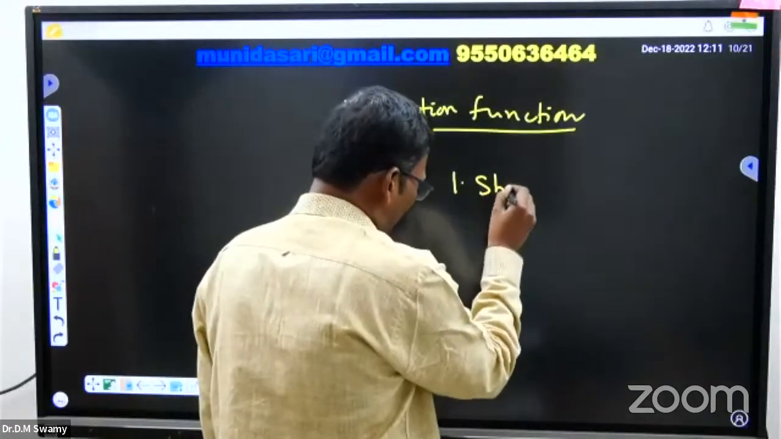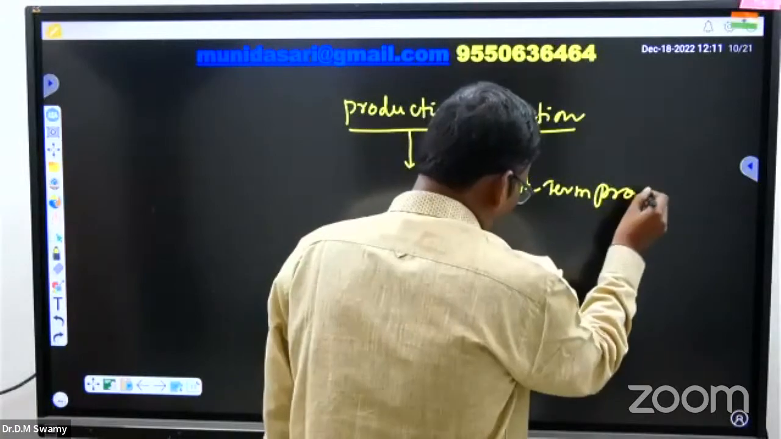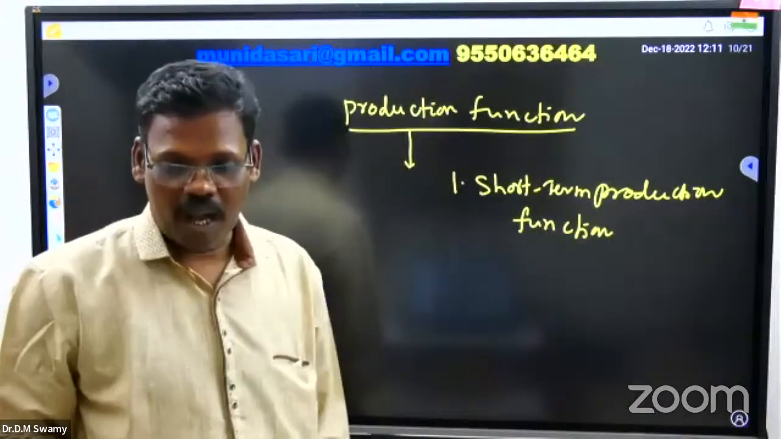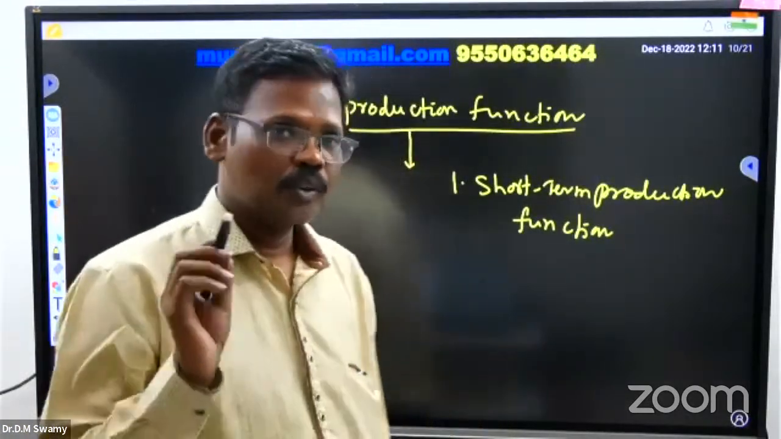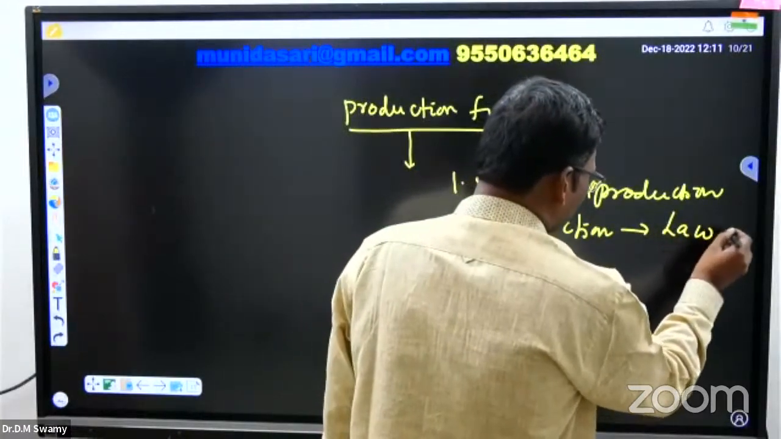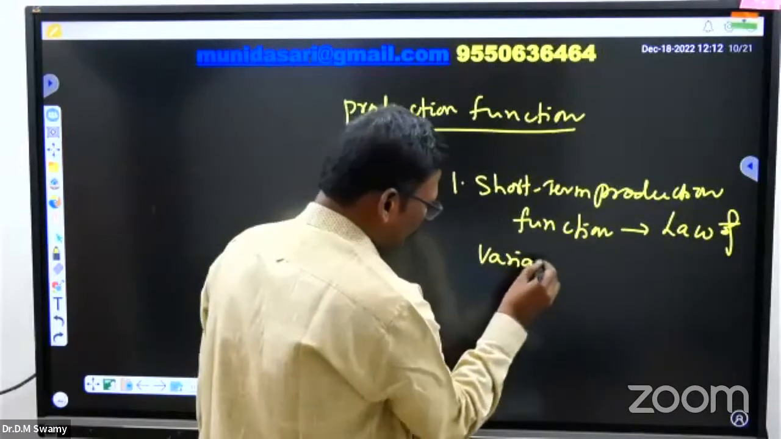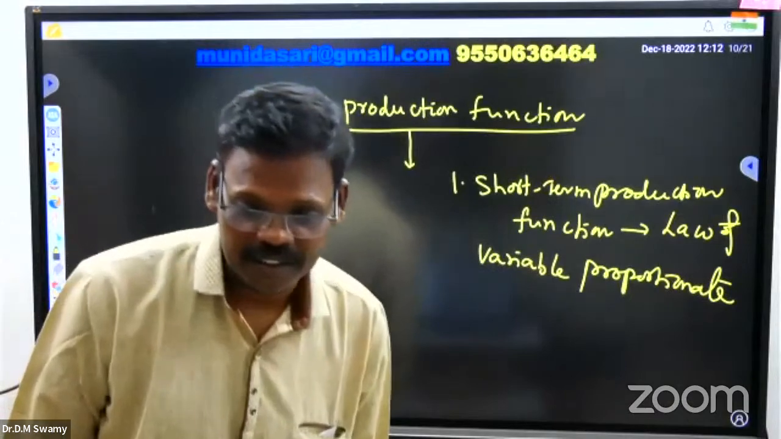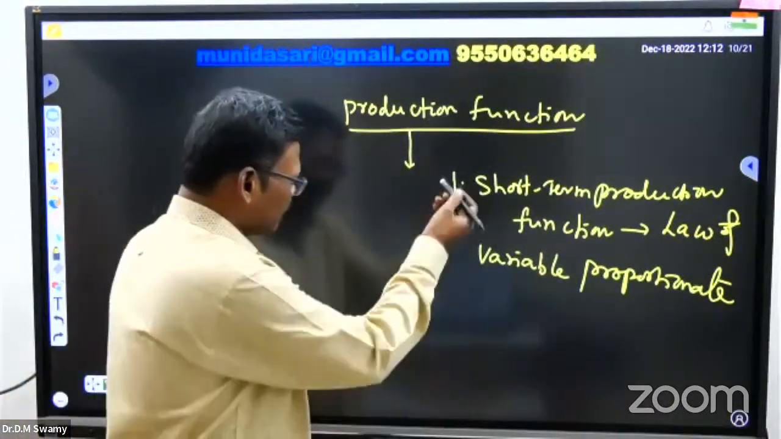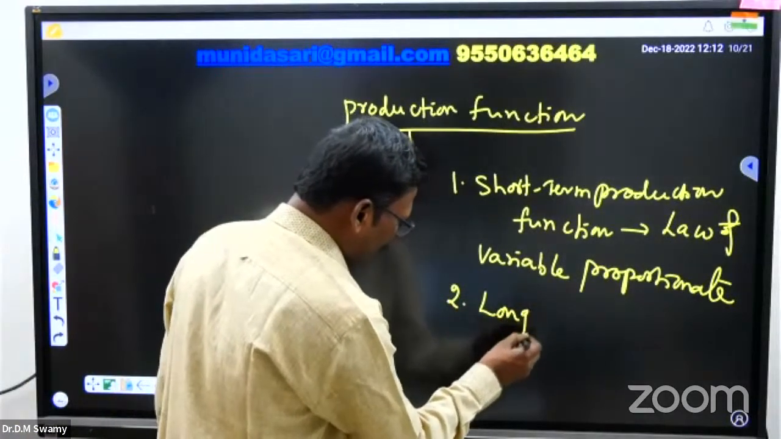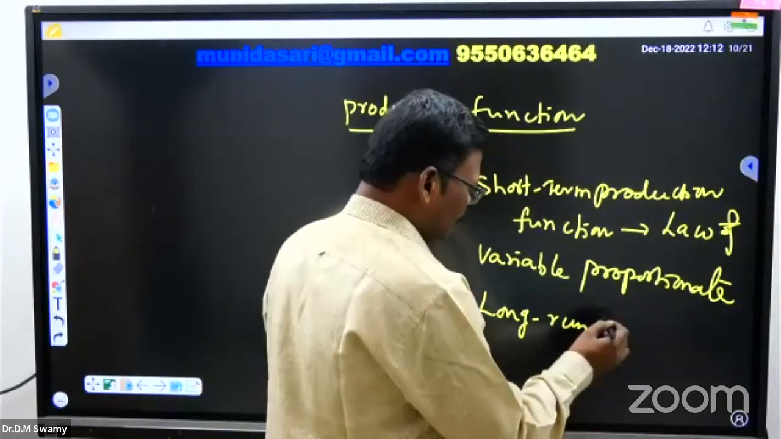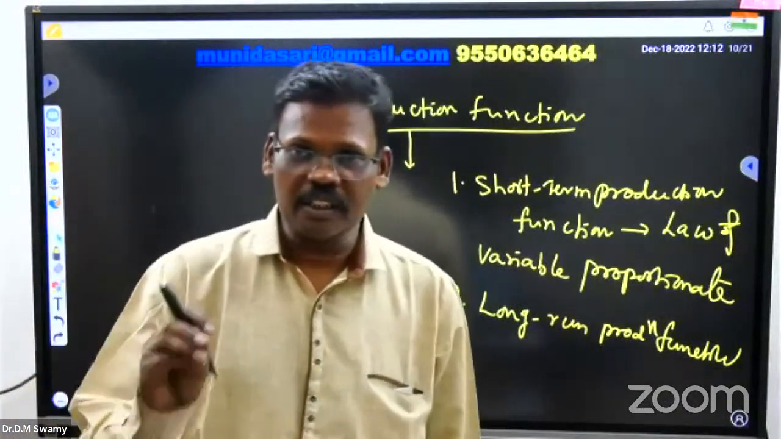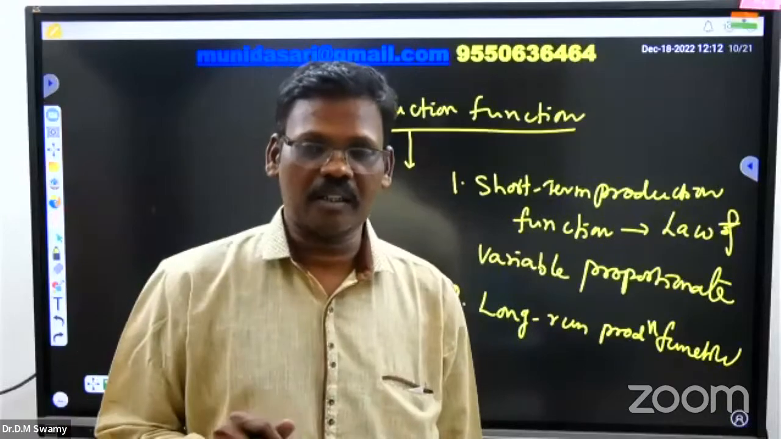One is the short-term production function. Okay, short-term production function. This short-term production function analysis is explained through the law of variable proportions. Law of variable proportions theory. And the second type of the production function is the long-term production function. Okay, long-term production function. So these are the two: short-term production function and long-term production function.